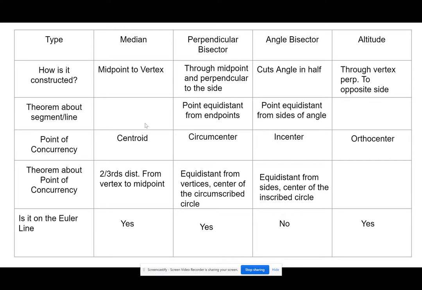9-point circle. So that gives you a lot of information all in one place, hopefully to help you remember it. It's important to know these different facts about these different lines and points of concurrency.